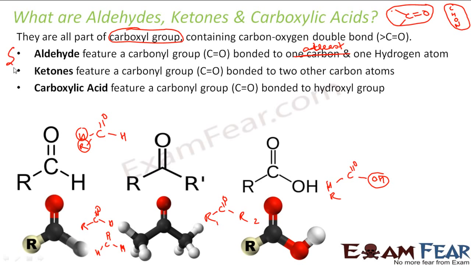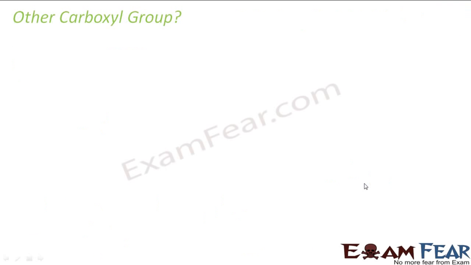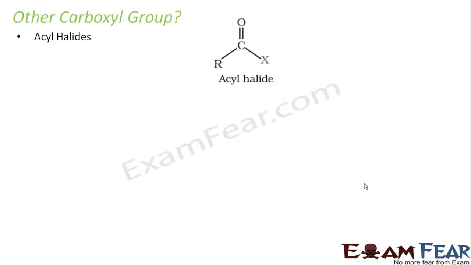So we'll talk about all these things. We'll talk about aldehydes where you have at least one hydrogen bonded to a carbon with a double bond, the carbonyl group. Ketone, both the bonds have carbon, both are alkyl groups. Carboxylic acid, one bond should be an OH bond. Now before we move further, let's discuss some of the other carbonyl groups. For example, acyl halides. In acyl halides, one of the bonds is a halogen.